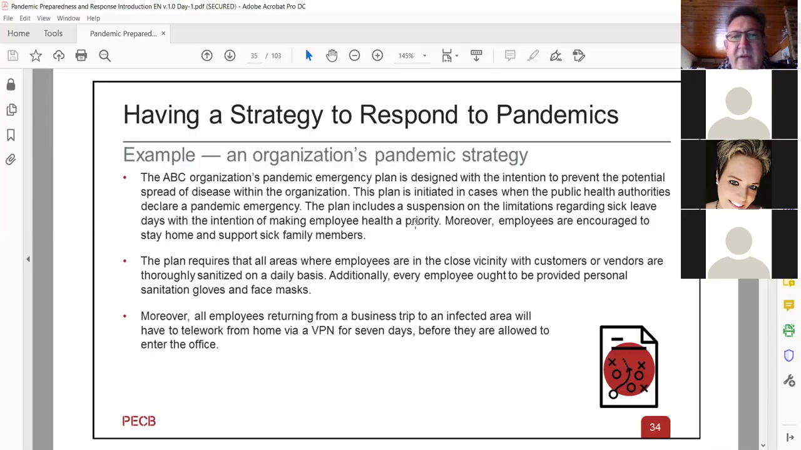So the ABC organization's pandemic emergency plan is designed with the intention to prevent the potential spread of diseases within the organization. This plan is initiated in case the public health authorities declare a pandemic emergency.